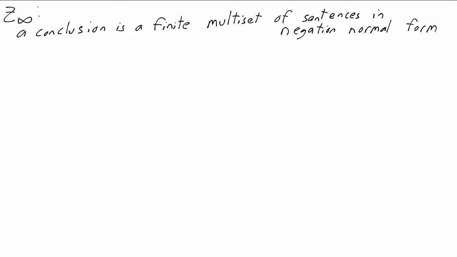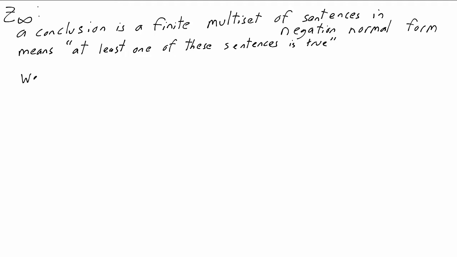What is it going to mean to conclude that a set of sentences is true? It means that one of those sentences is true, but we don't necessarily know which one. For example, we will later show that for any sentence phi in negation normal form, we'll be able to deduce the multiset phi with the negation of phi.